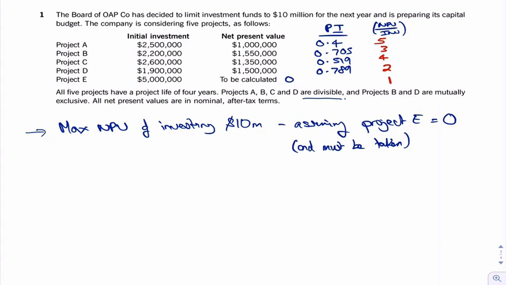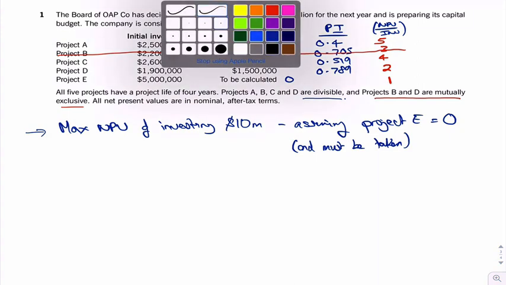Okay, but it says that project B and D are mutually exclusive. So we can't do B and D together. So which one are you going to choose? Would you choose B or D? Hopefully you'd say I would choose D because it's the second best. So project B disappears.